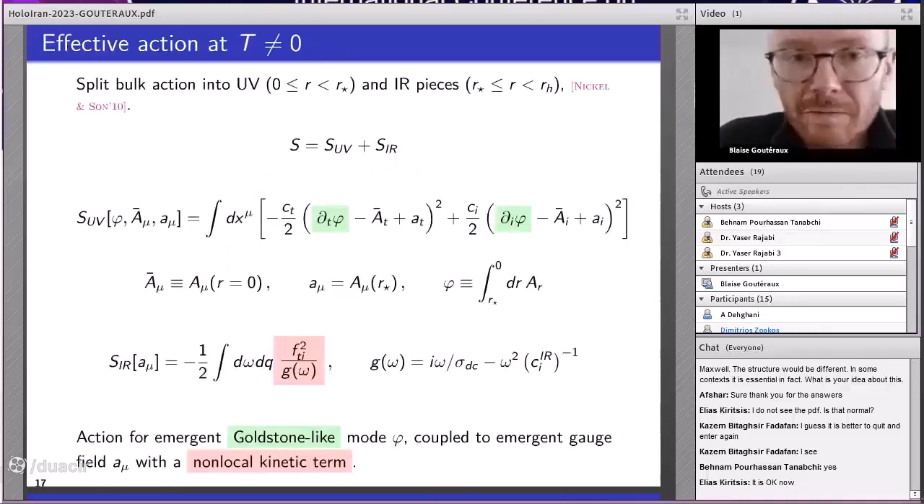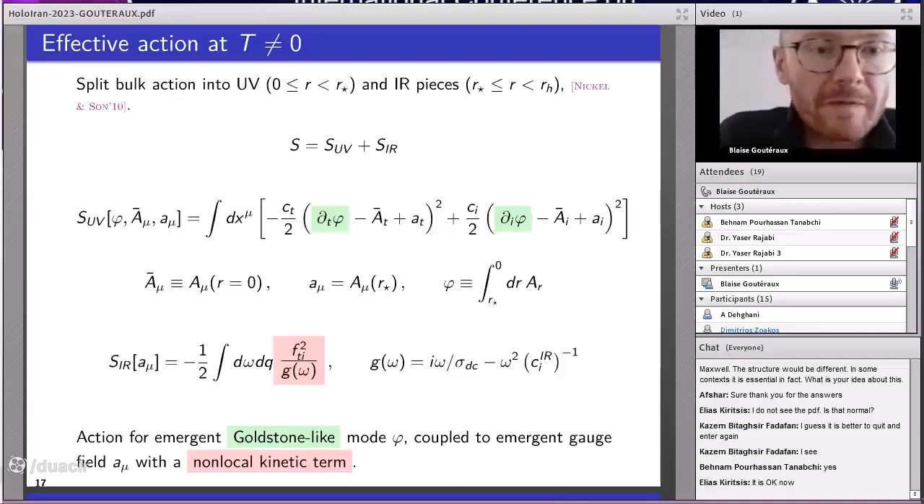To do so, we split the bulk action into a UV piece between the boundary, which is at r equals 0, and some cutoff hypersurface at r star, and an infrared piece between the horizon and r star. We solve the t and x components of the Maxwell equations, but we don't solve the r components, so the action that we get is only partially on shell. We plug those solutions back in the bulk action, integrated on the radial direction, and we find the effective boundary action, S_UV, and S_IR.